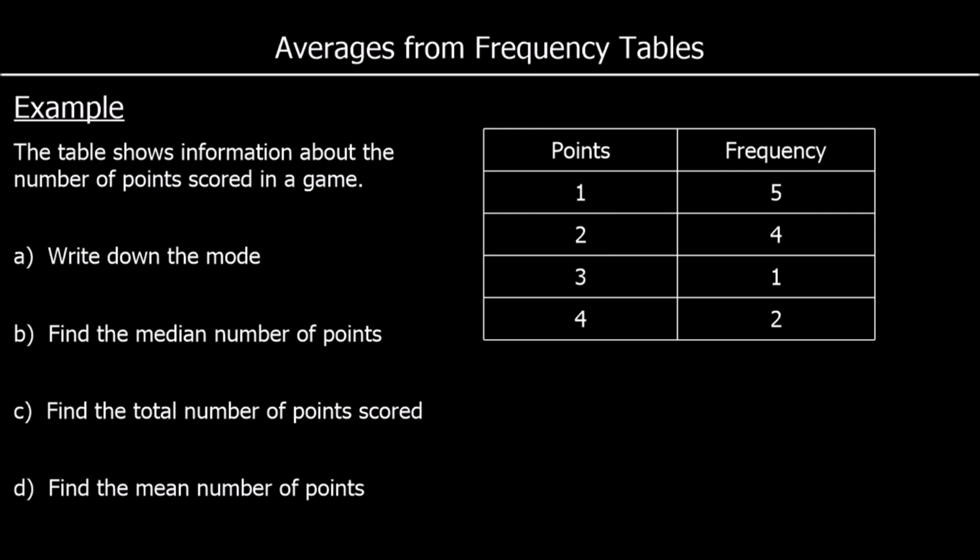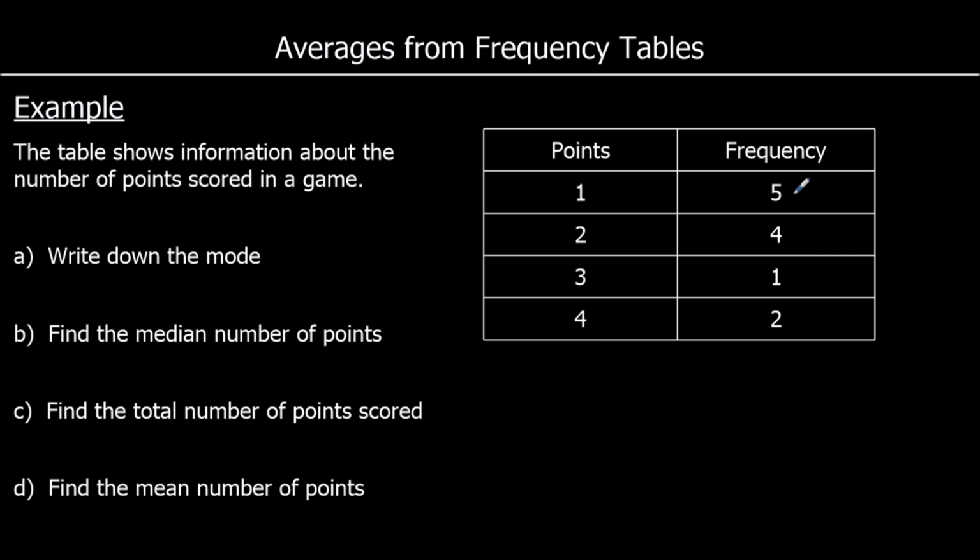Here we are looking at averages from frequency tables. So we're going to be finding the mean, the median, and the mode when information is displayed in a table. So here is a table that shows information about the number of points scored in a game.